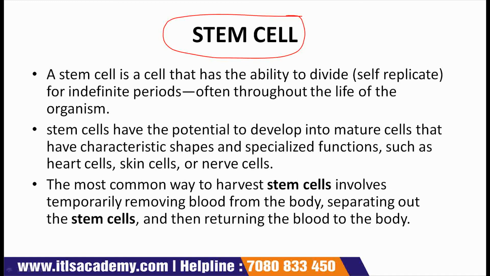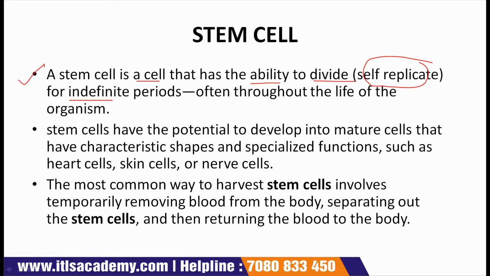Stem cell. A stem cell is a cell that has the ability to divide or self replicate for indefinite periods. It is a cell that can replicate itself into two cells. This can form two cells from one cell, and this process occurs often throughout the life of the organism.